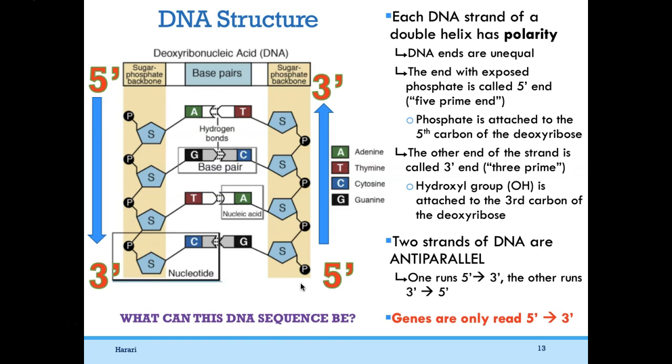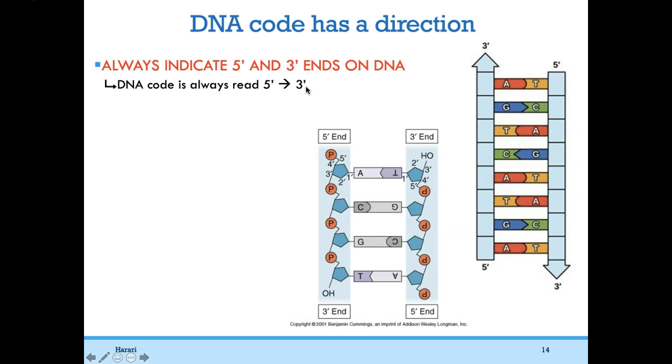So what can this DNA sequence be? It can either be 5' AGTC or 5' GACT. Right? It can only be read 5' to 3'. And you always have to indicate the 5' and the 3' ends on DNA.